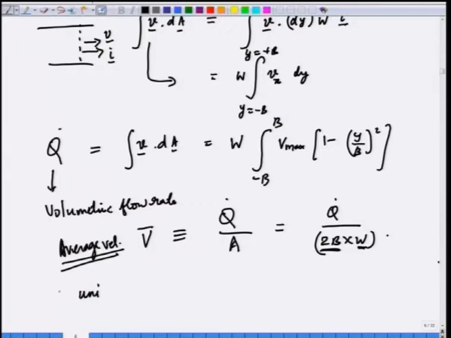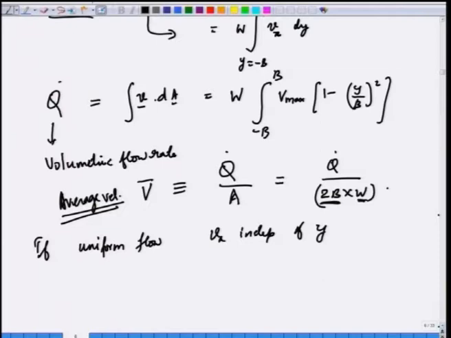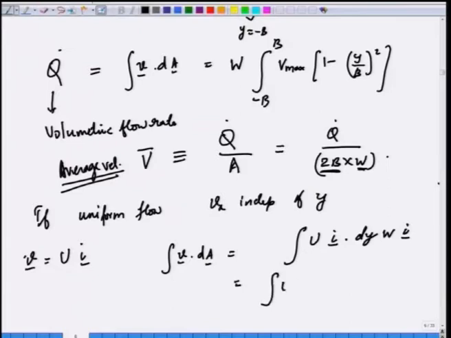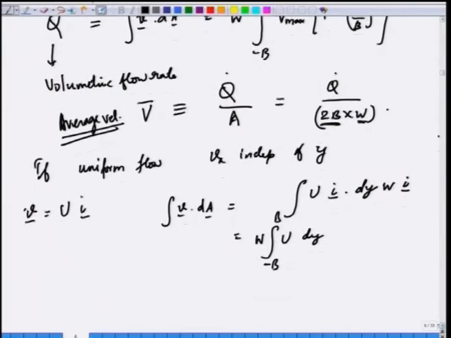Suppose the flow is uniform. If you have uniform flow, then v x is independent of y, the normal coordinate. So, the integral of v dot dA will involve some constant u. Let us just do it. If v is simply a constant in the x direction, you will have u i dot dA, which is nothing but dy W i. Okay. So, this is nothing but the integral of u dy with y going from minus b to b. This is nothing but u times 2b times W. This is the volumetric flow rate.